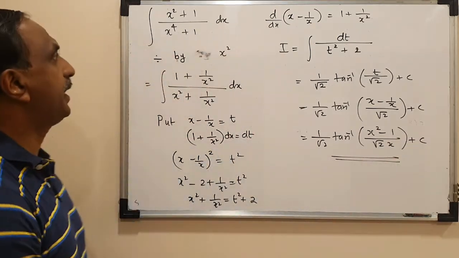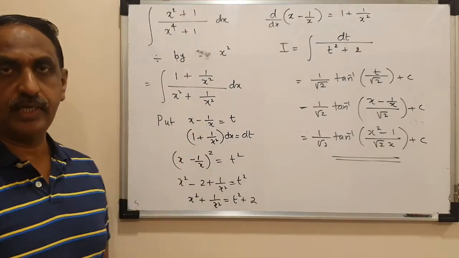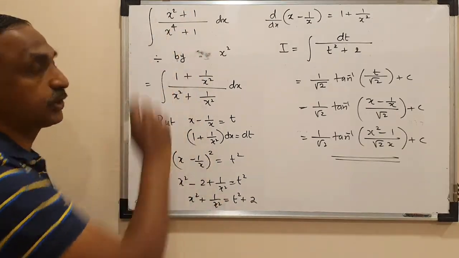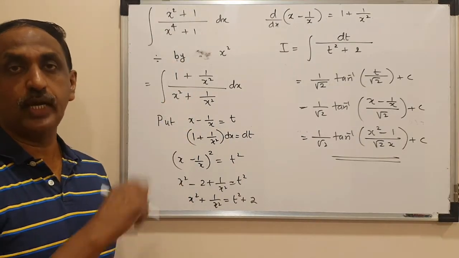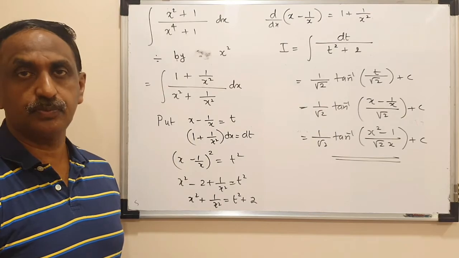Usually this method is applied when the numerator is quadratic. The numerator is x square plus a constant, and the denominator is x raised to 4 and x square terms are there. Then also you can apply this method.